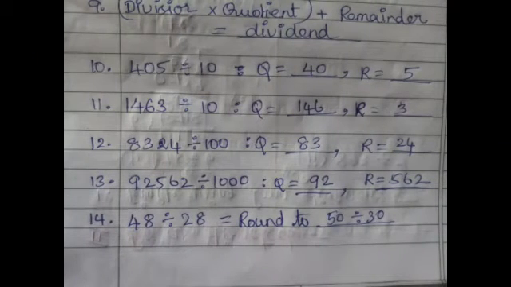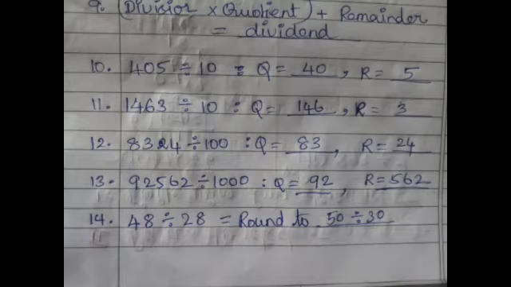Next one, 10th sum, 405 divided by 10. So, 10 has 1 zero. The last number is the remainder, remaining is the quotient. So, 40 is the quotient, remainder is 5. Next, 1463 divided by 10. Similarly, 10 has 1 zero. So, the last one number, that is 3, is the remainder. Remaining 146 is the quotient.